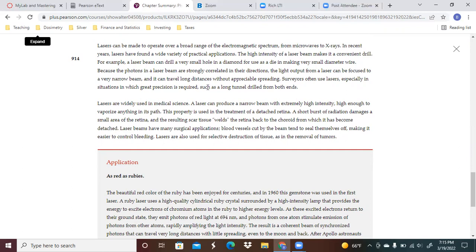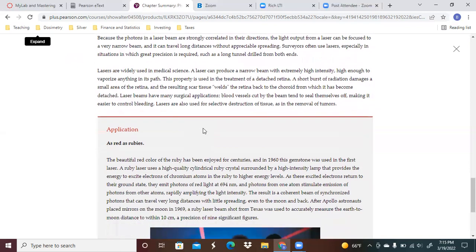Because the photons in a laser beam are strongly correlated in their directions, the light output from the laser can be focused in a very narrow beam, and it can travel long distances without appreciable spreading. Surveyors can use lasers, especially in situations in which great precision is required, such as a long tunnel that's drilled from both ends. And lasers can be used in medicine, where you can basically vaporize anything in their path.